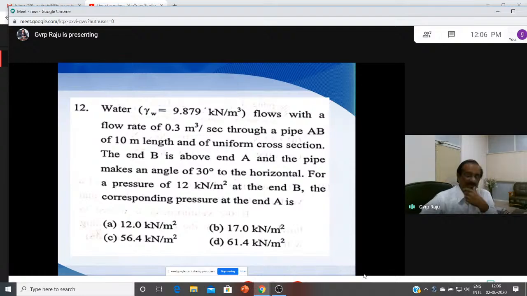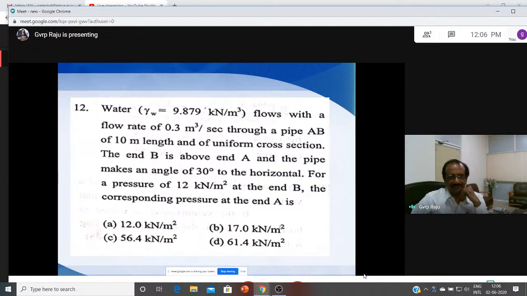So the problem 12: water, unit weight of water is 9.87 kilonewton per meter cube, flows with a flow rate of 0.3 meter cube per second. 0.3 meter cube per second is discharge. Flow rate means it is discharge, 0.3 meter cube per second through a pipe AB of 10 meters length. The length of the pipe is 10 meters.